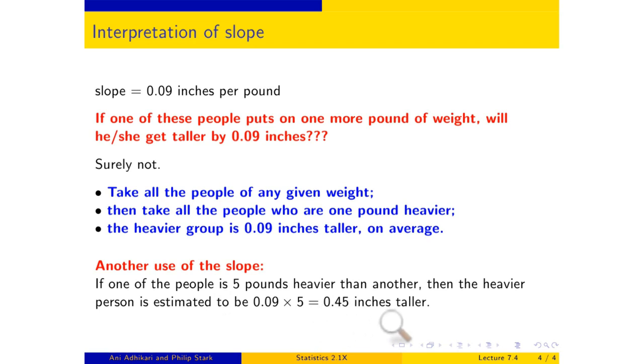taller. And it's worth keeping in mind that regression is about averages. It is not true that all the people who are heavier are going to be taller, but their average height is going to be a little bit bigger than the height of the person that you started with.